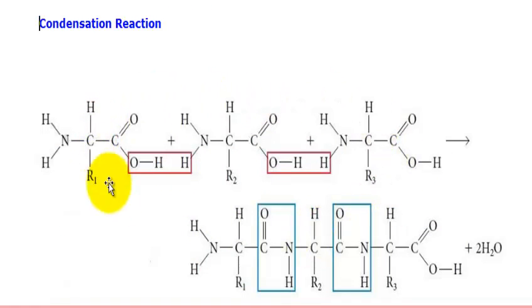This is another example of a condensation reaction. Here we have three amino acids combining together to produce a polypeptide and water. Each amino acid has an NH2 group at one end and a COOH group at the other end. The OH group of the COOH group of one amino acid combines with the hydrogen atom of the NH2 group of the other amino acid to form water.